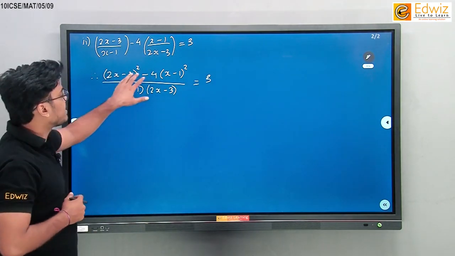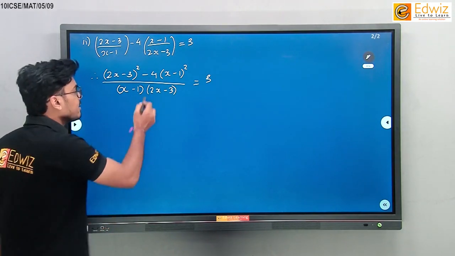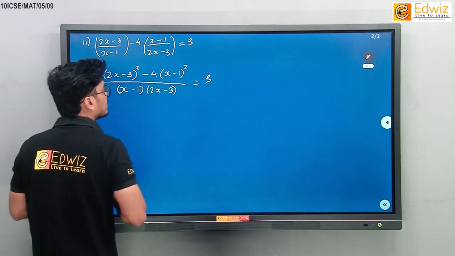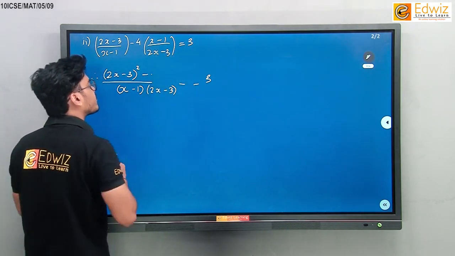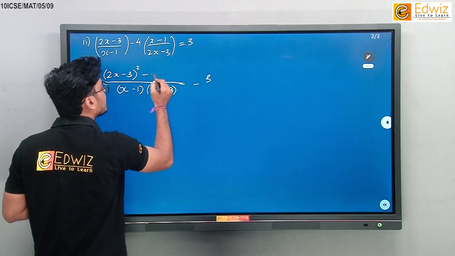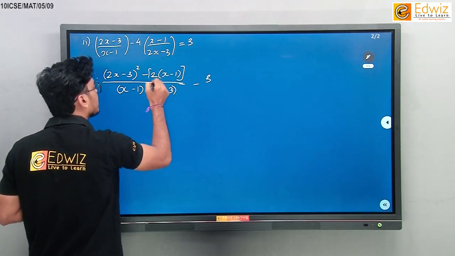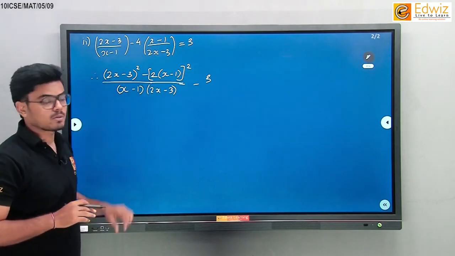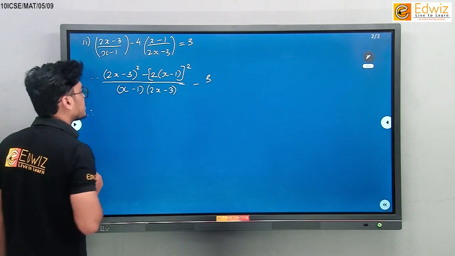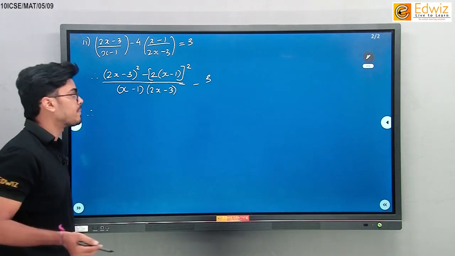Okay, now to simplify this, we can use the identity a square minus b square. How? 4 is nothing but 2 square. So this entire term can be written as 2 multiplied by x minus 1 the whole square. Correct? Now we can use a square minus b square. What is the formula for a square minus b square? It is a plus b multiplied by a minus b.